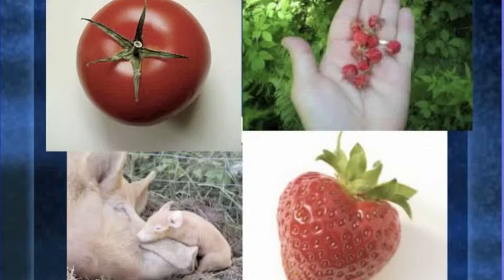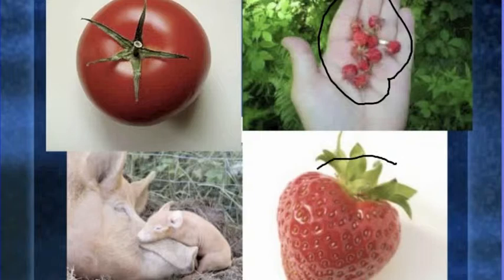Here's an example of selective breeding in strawberries. Here you can see wild strawberries. Wild strawberries are actually quite small, but if you notice when you go to the supermarket and you buy strawberries, they're much, much bigger. What has happened over time through selective breeding is that strawberries have been selectively bred to be bigger.